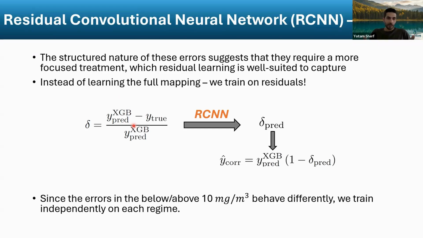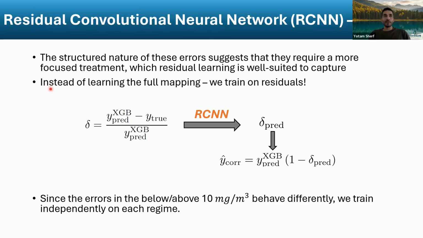The first stage was the global water classifier, the classification. The second stage is the regression, where we get the chlorophyll-a value. And here, we learn the residual structure by a residual convolutional neural network. As I said, the structured nature of these errors suggests that they require a more focused treatment.